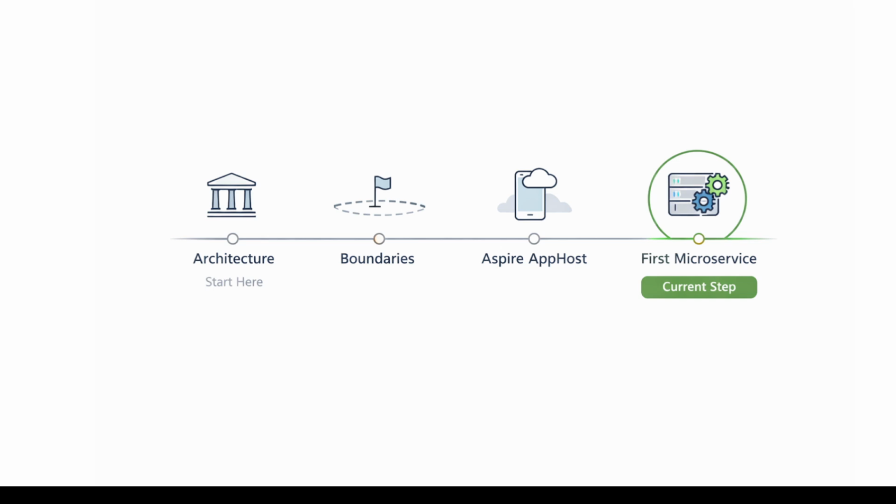Up to this point, we have done a lot of things. We discussed architecture, monolithic versus microservices, why microservices fail, service boundaries, and local orchestration with .NET Aspire. Now it's time to connect design with reality. In this episode, we will add our first real microservice and run it using .NET Aspire.